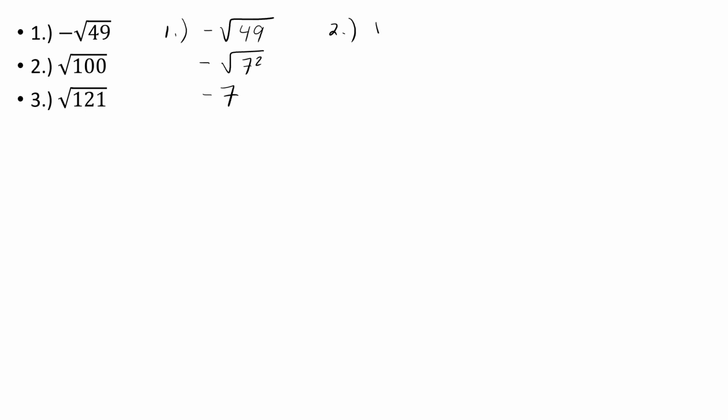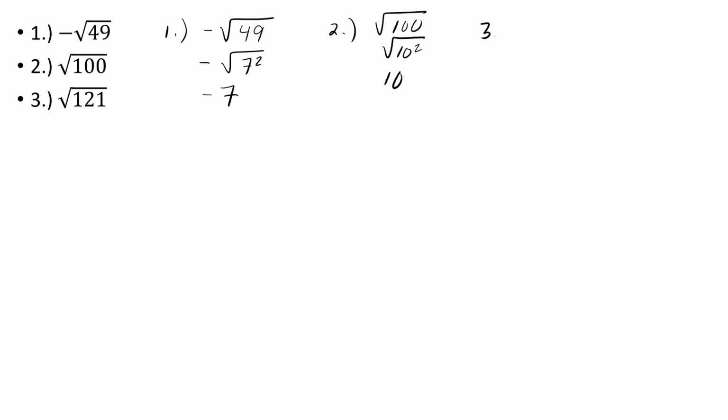Number 2, this is the square root of 100, and you could just go and write the 10 if you recognize that 10 squared gives you 100, or you might do a little bit of a middle step where you put in the 10 squared, so the square root of 10 squared is 10.